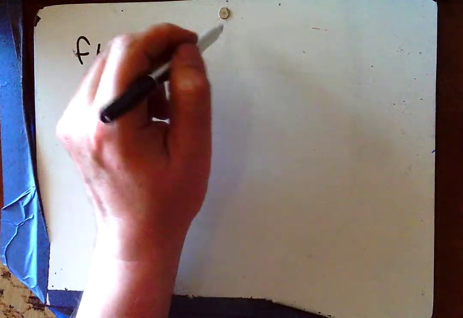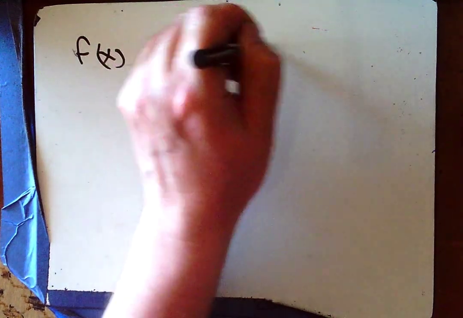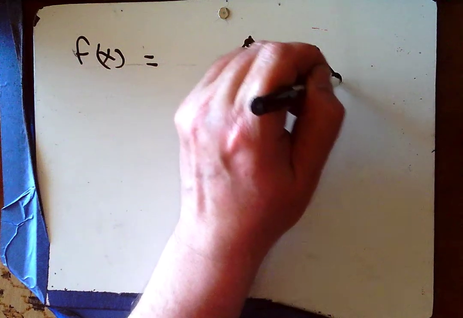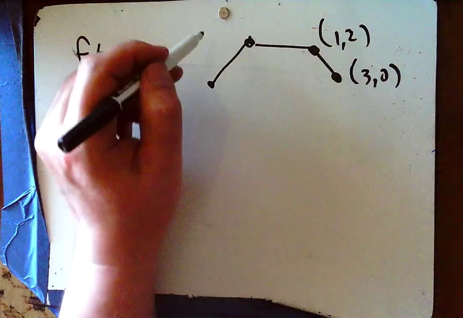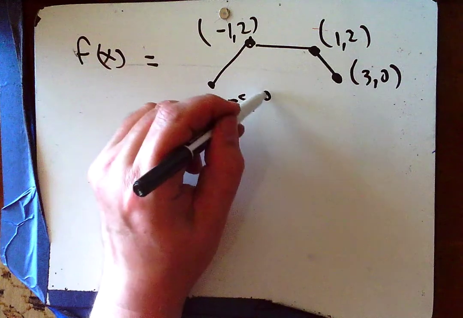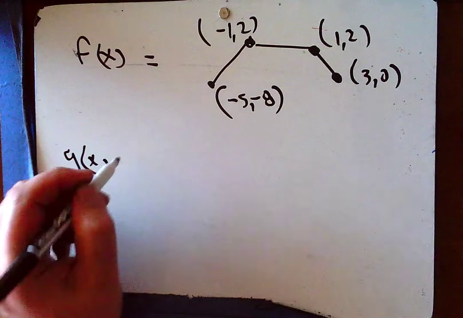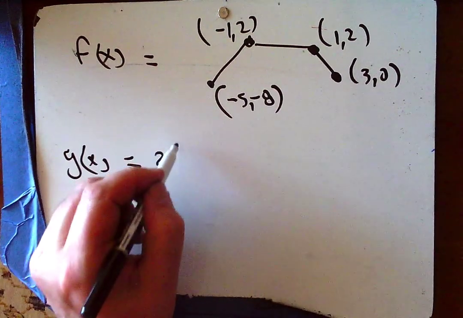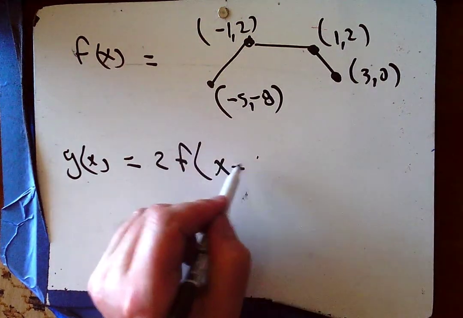Okay. So what about this f of x? This is not one of our reference graphs. So we've got (3, 0), (1, 2), (-1, 2), and (-5, -8). This is f of x. But what I want to do is graph g of x, which happens to be 2f of (x minus 3).